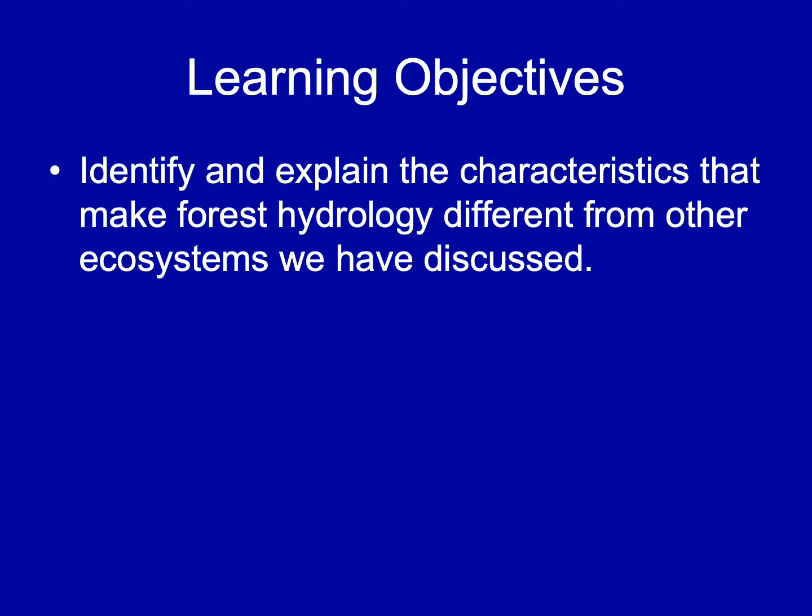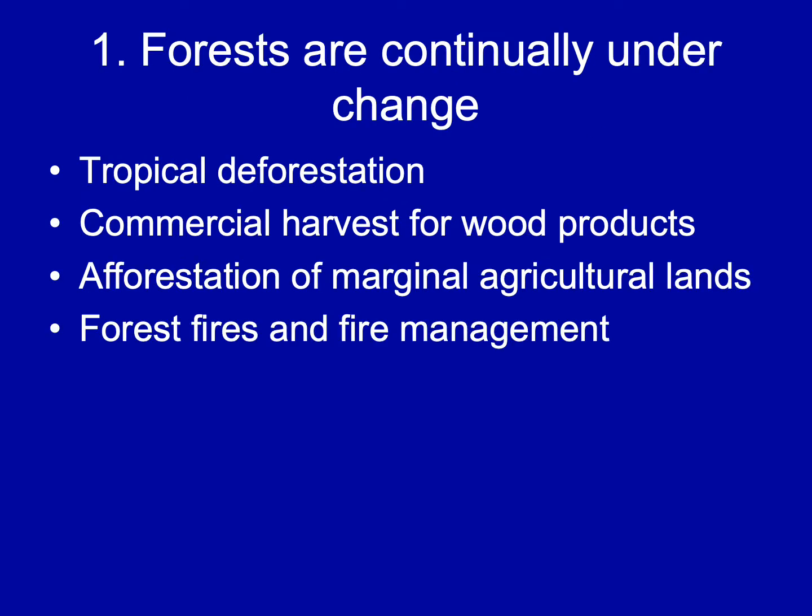Our learning objective for Part 1 is to identify and explain the characteristics that make forest hydrology unique from other ecosystems. The first thing that makes forests unique is that they are continually under change, whether it is from commercial forest harvest, land clearing for agriculture, or forest fire.